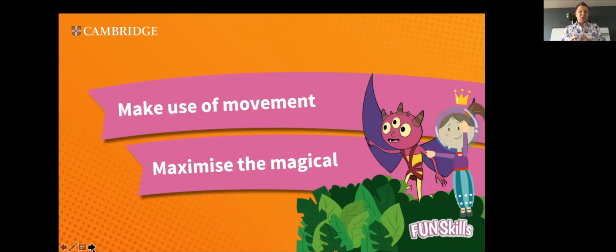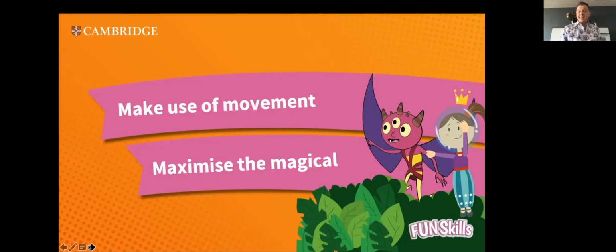Sometimes this can be forgotten in the physical classroom, appealing to that curiosity, to the sense of make-believe, to the sense of wonder, so important for the online classroom, so children stay engaged, and also to alleviate the potential stress and challenges of the learning in this period. So two principles there: make use of movement and maximize the magical.